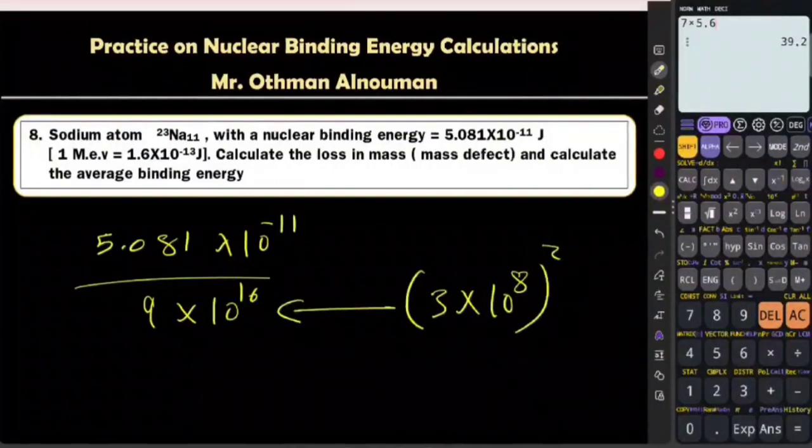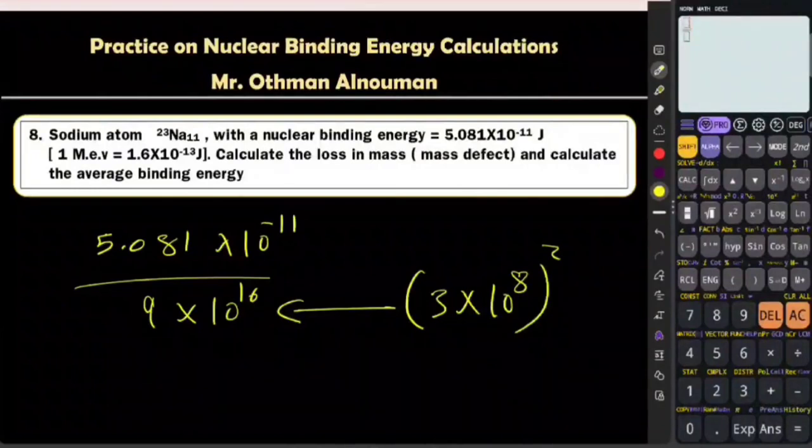This is the same number, because some students do not know why I put 9 times 10 to the power of 16. They say, where did you get it, teacher? I squared it from the beginning, because the less calculation, the less you can make mistakes. So I just do it like this.